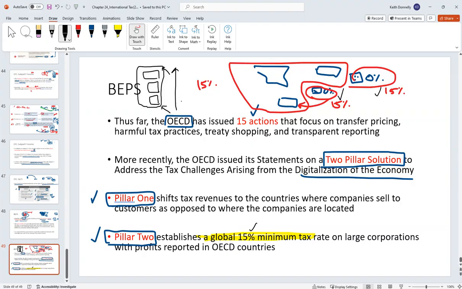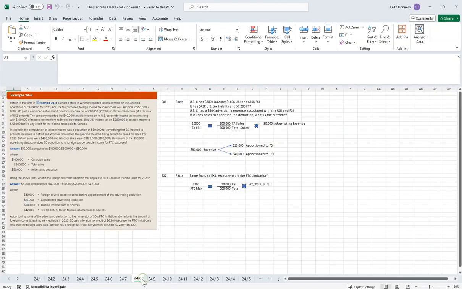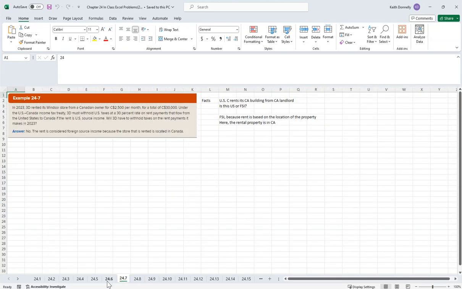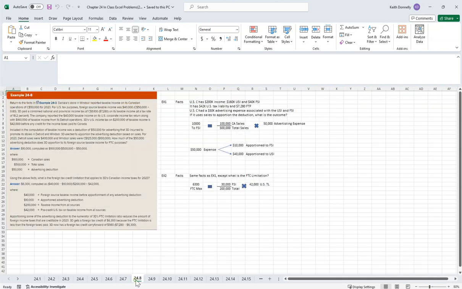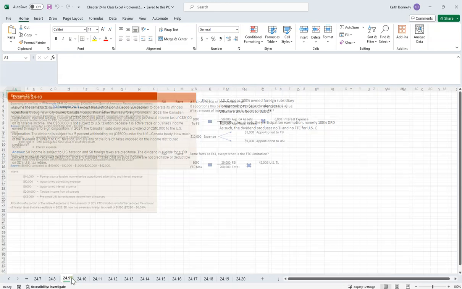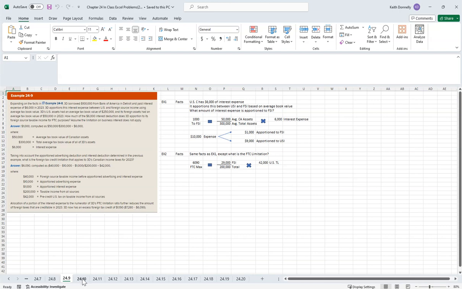Let's look at some of the examples over here. So 24.8, we have maybe 6 or 7 examples here. Maybe take 10 minutes, look at this. This is just looking at breaking out that advertising expense between the US and foreign source income. Again, another expense here. This is the one with interest expense, where you have to look at your average.